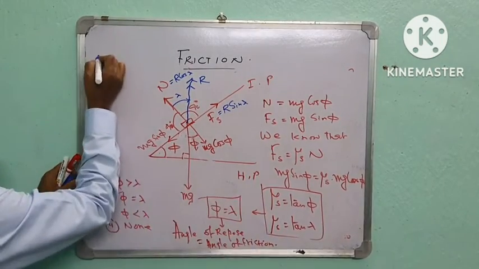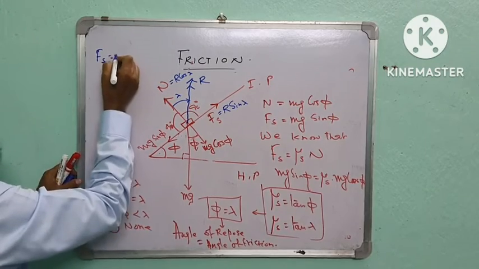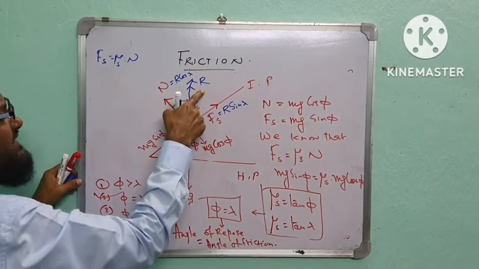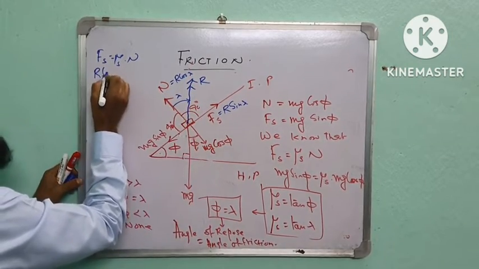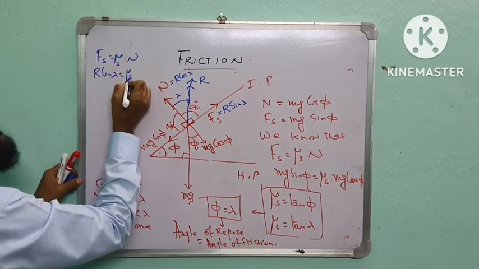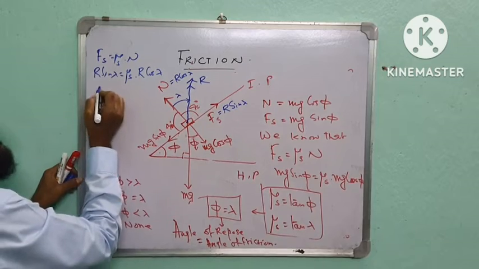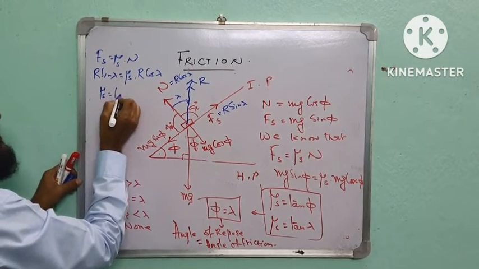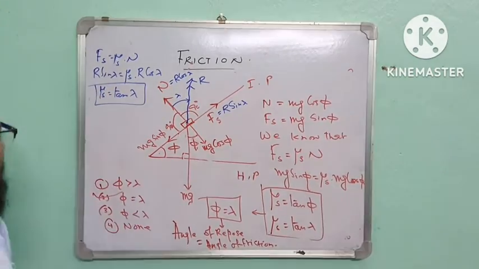A phase equals mu s N. What is this in this case? A phase divided by A gives R sin lambda over R cos lambda. Taking R on both sides, mu equals tan lambda. Simple, from the same figure.